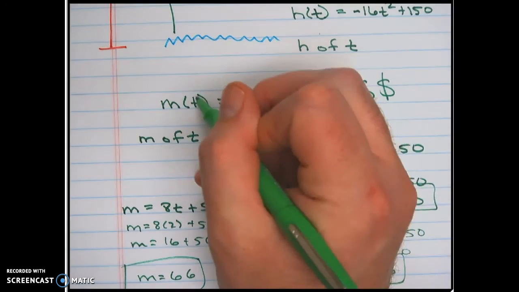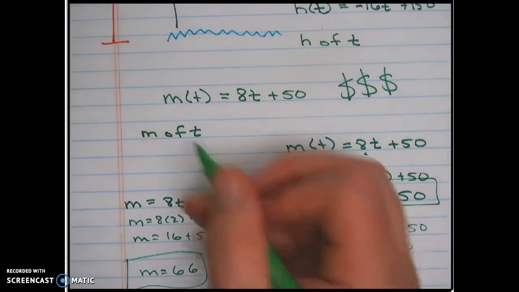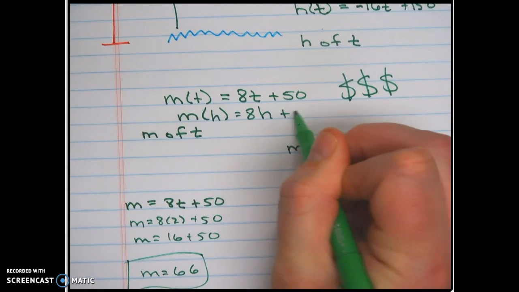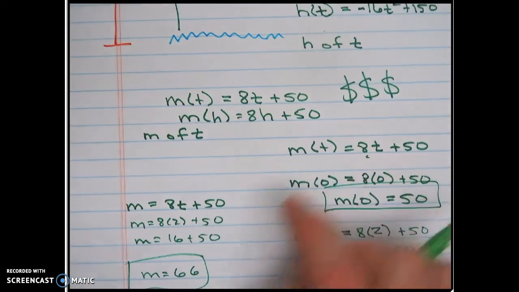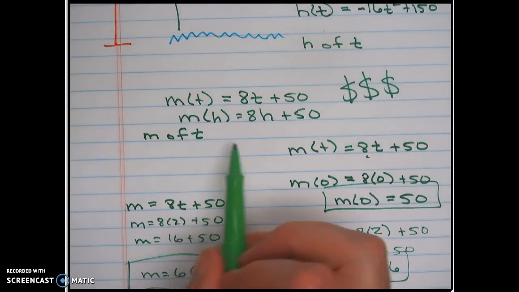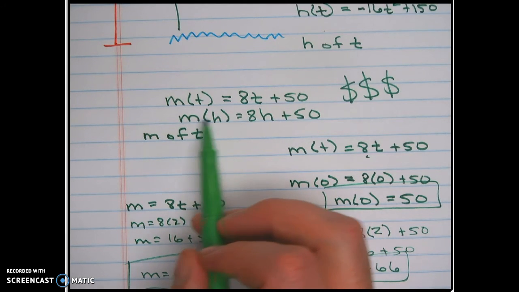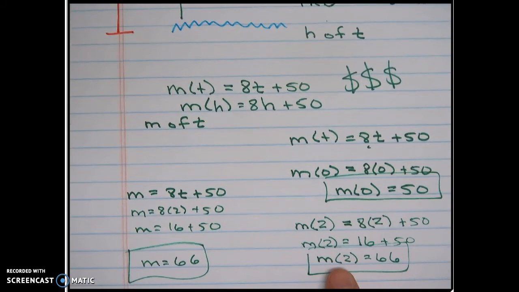And so maybe it'd even be better to call this m of h. It wouldn't really matter necessarily what you called it. You could call it m of h. My money depends on my hours. I get $8 an hour plus the $50 for training. This would also be function notation. Just know that when you read it, it reads m of h. That's how you would read a function notation. It doesn't mean anything's getting multiplied. It's a way of writing your answer.